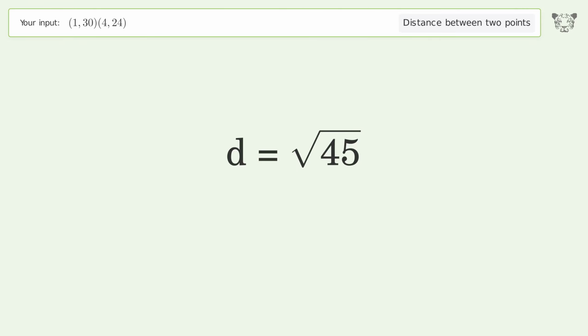And so the distance between the 2 points is the square root of 45, or 6.708.